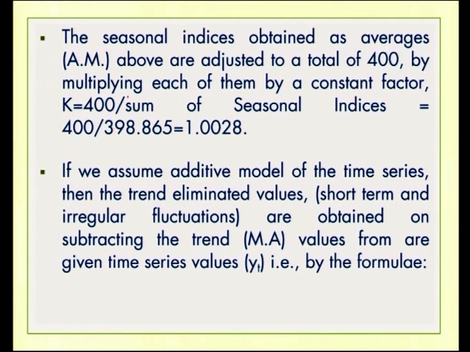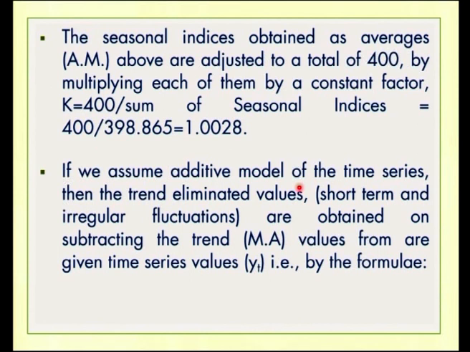The adjustment goes like this: the seasonal index obtained as averages above is adjusted to a total of 400 by multiplying each of them by a constant factor. What is that constant factor? K is equal to 400 divided by the sum of seasonal indexes. The sum of seasonal indexes, we have just calculated, is 398.865. So, the adjustment factor, that is the correction factor, K is equal to 400 by 398.865, which is equal to 1.0028.